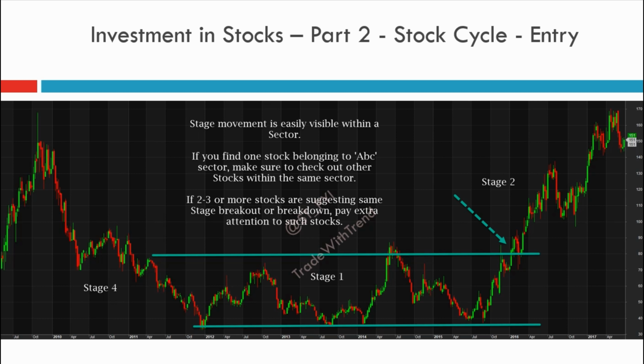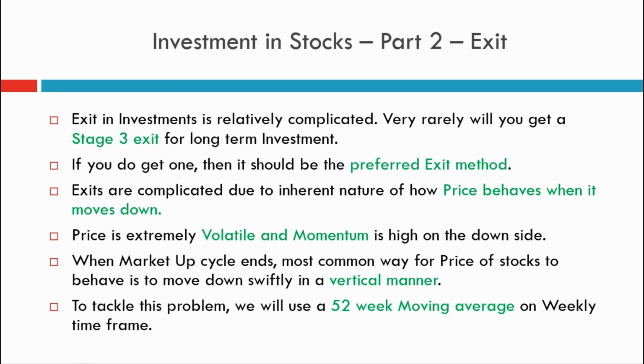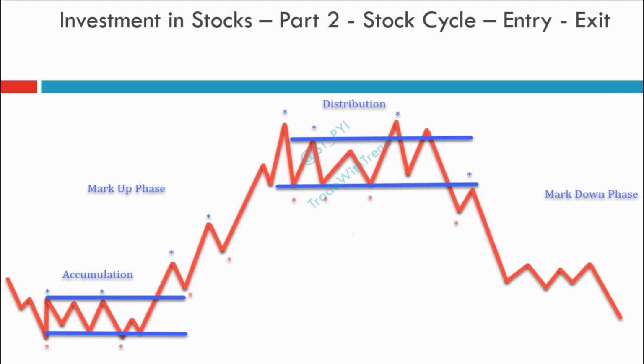So I'll just move to the exit part as of now. Now, exit in investments is actually complicated. The reason it's complicated is because you don't get to see a perfect stage 3 exit formation. What I mean by that is, I'll just pull up this chart. What happens is as a downtrend is ending, volatility goes down, due to which price consolidates sideways, then it breaks down, right? But when the price is moving down, volatility shoots up. That is why the probability of a range forming and then a breakdown happening is very low.